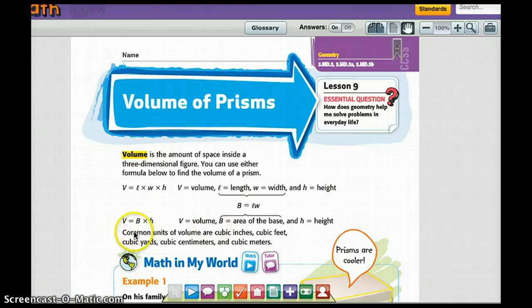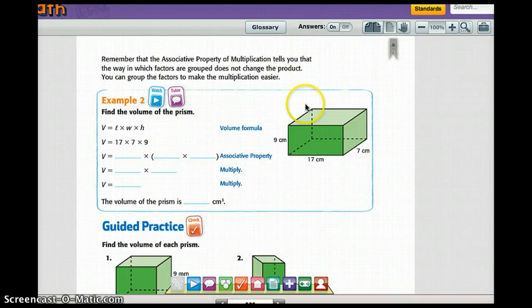And the volume here is base times height, which base is the same as length times width, so it's really the same thing. So the area of the base would be the length times the width. So then you could do base times height. Page 956 has an important reminder up here that the associative property means that the way you group it doesn't change the product when you're multiplying.